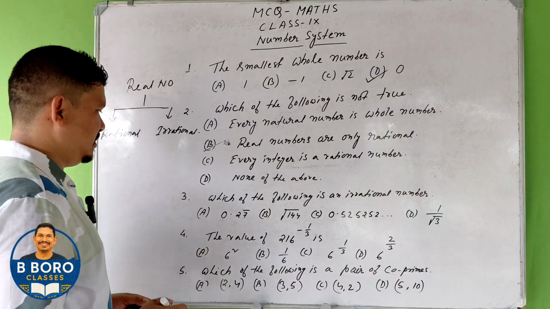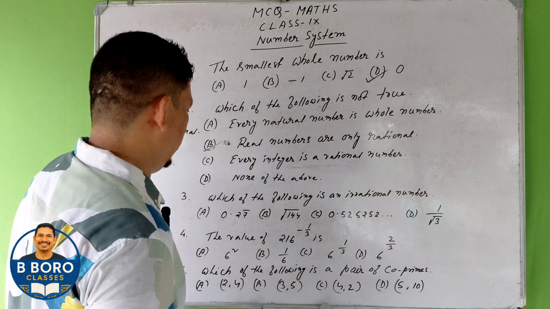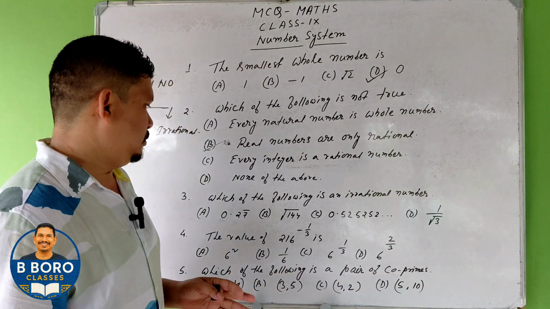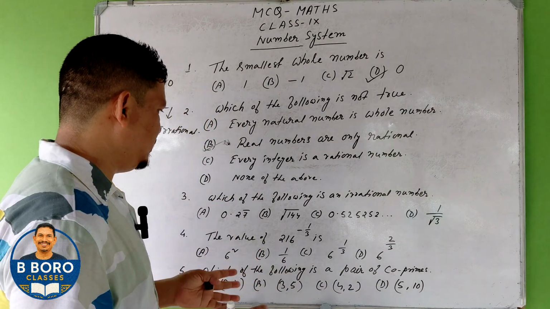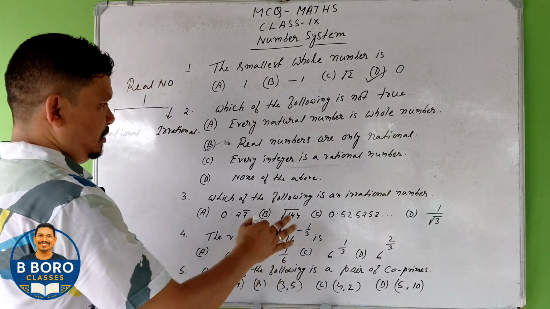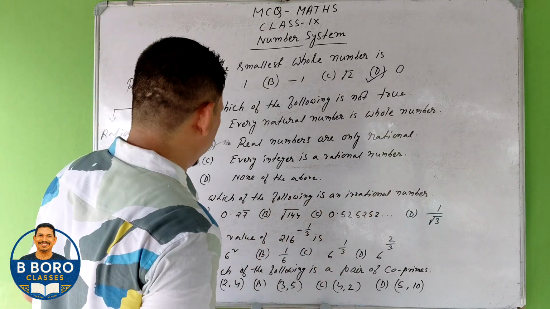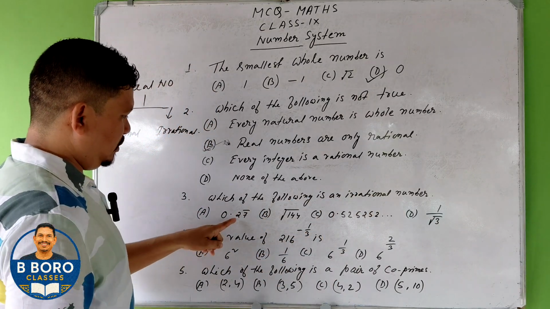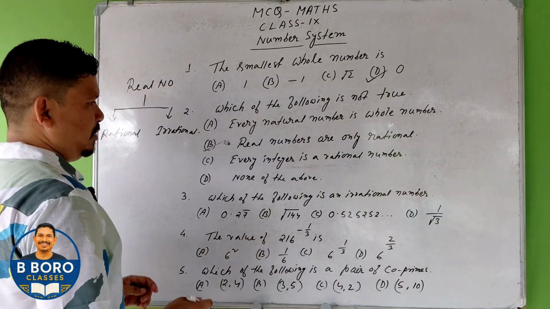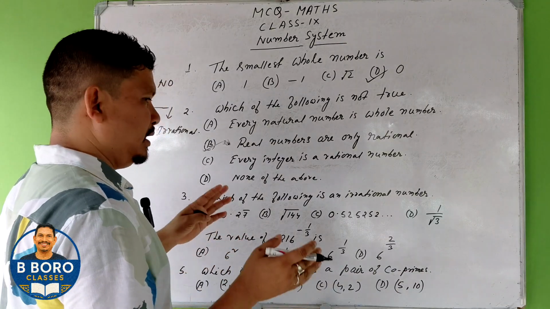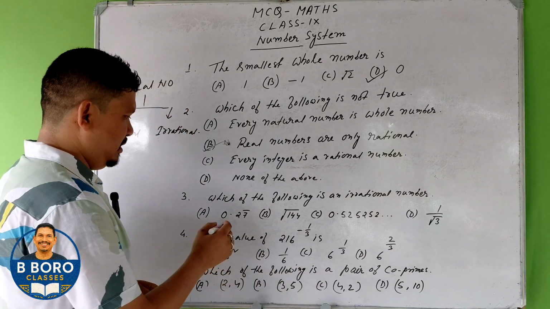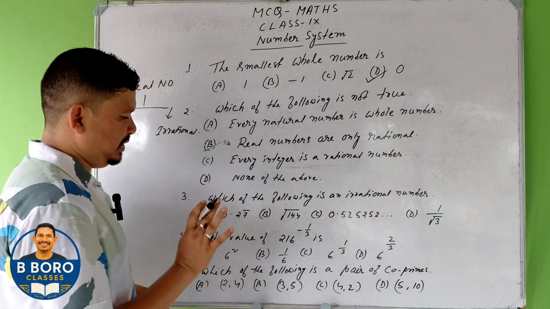Then proceed to question number 3. Which of the following is an irrational number? Irrational numbers are those numbers which cannot be expressed in the form of p by q. Rational numbers sometimes may be terminating, sometimes non-terminating repeating. So our question is, which of the following is an irrational number? 2.7 bar is a non-terminating repeating rational number, because we can represent rational numbers as terminating or non-terminating repeating. If we observe 2.7 bar, it is non-terminating, repeating.